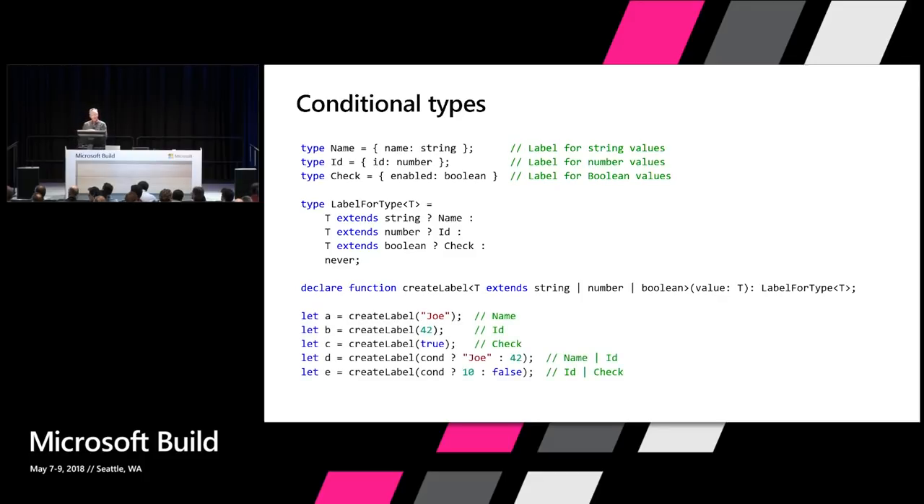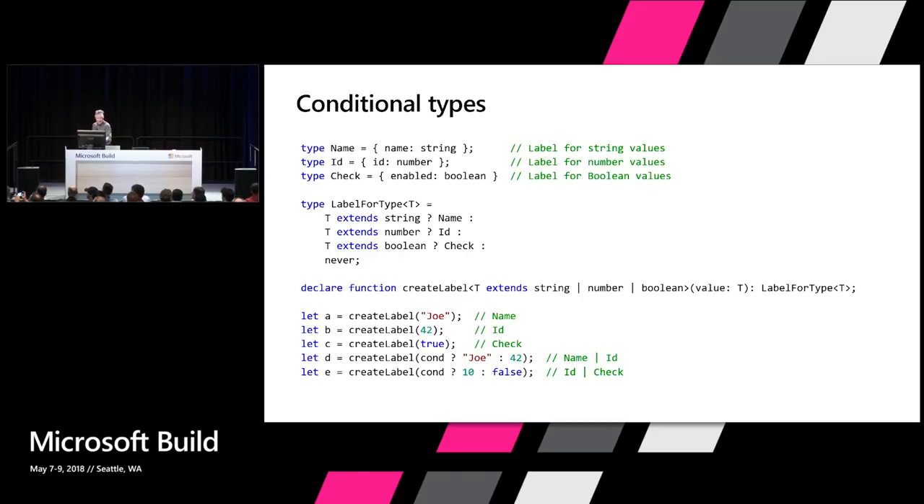And now, I don't have to write overloads, it just comes out of the types, if you will, right? That if I give you Joe, you get a name and so on. But if I give you, say, Joe or 42, well, then that's a string or number, so you're going to get a name or ID back, right? Because we understand how the types flow. And in fact, we will distribute union types over these conditional types.